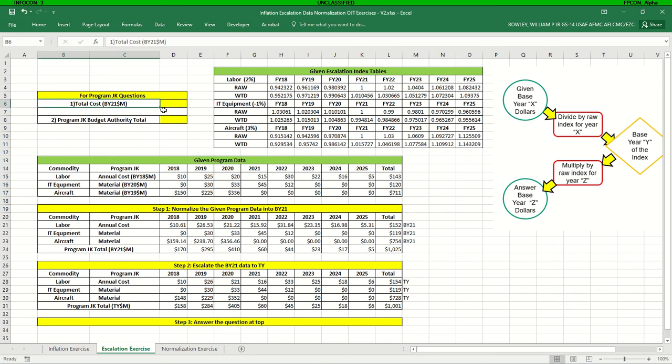So what is the total base year 21? Again, that was step 1. So we've got the base year 21 total for program JK. And program JK budget authority, again, is going to be the then year dollar conversions. So you'll see here that your actual then year or budget authority or then year dollar total is actually less than your base year $21 total.